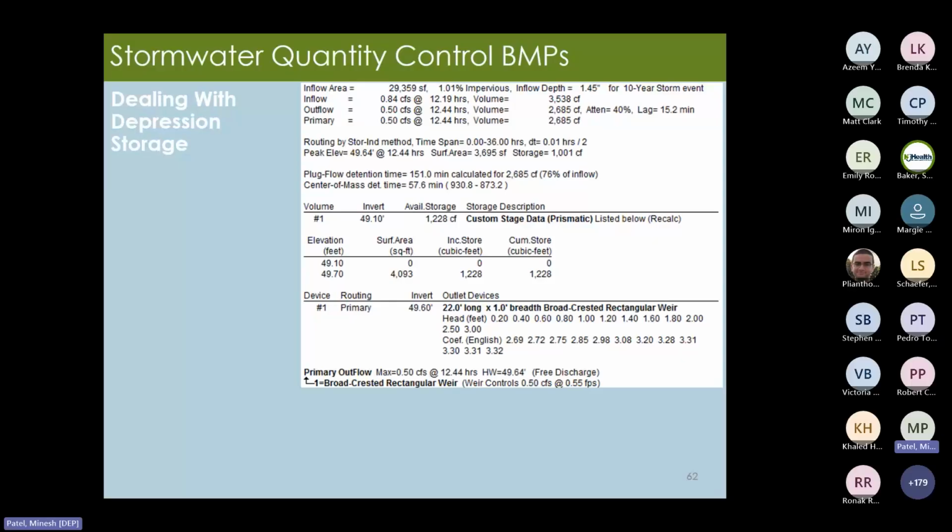And taking a look at the HydroCAD summary, this depression was said to range from 49.1 feet to 49.7 feet with a total volume of 1,228 cubic feet. And the outlet was modeled as a 22-foot long broad crested weir, which means that stormwater is basically spilling over the side of the depression at elevation 49.6. Again, all of this is based on existing site characteristics.